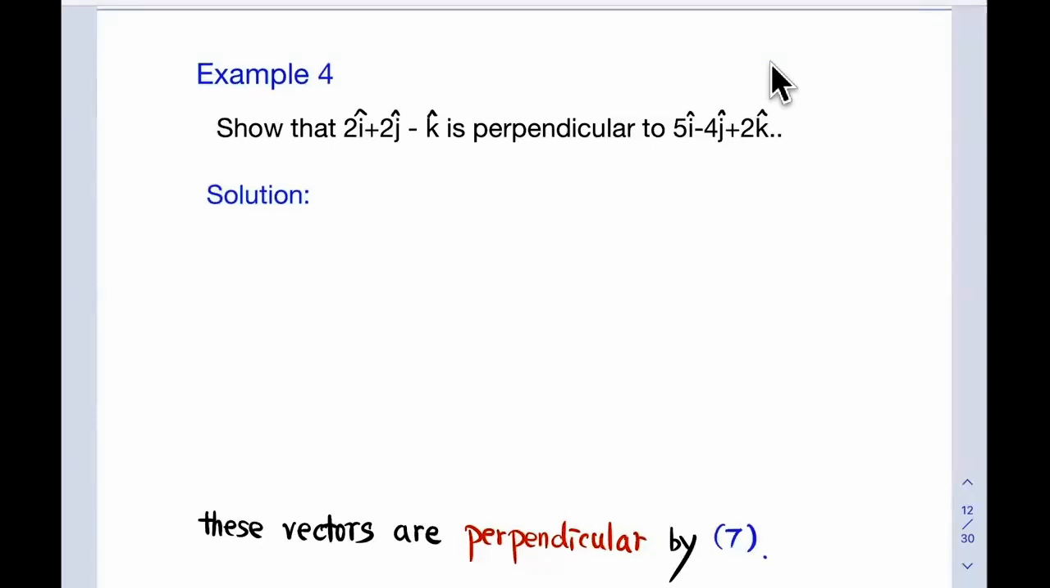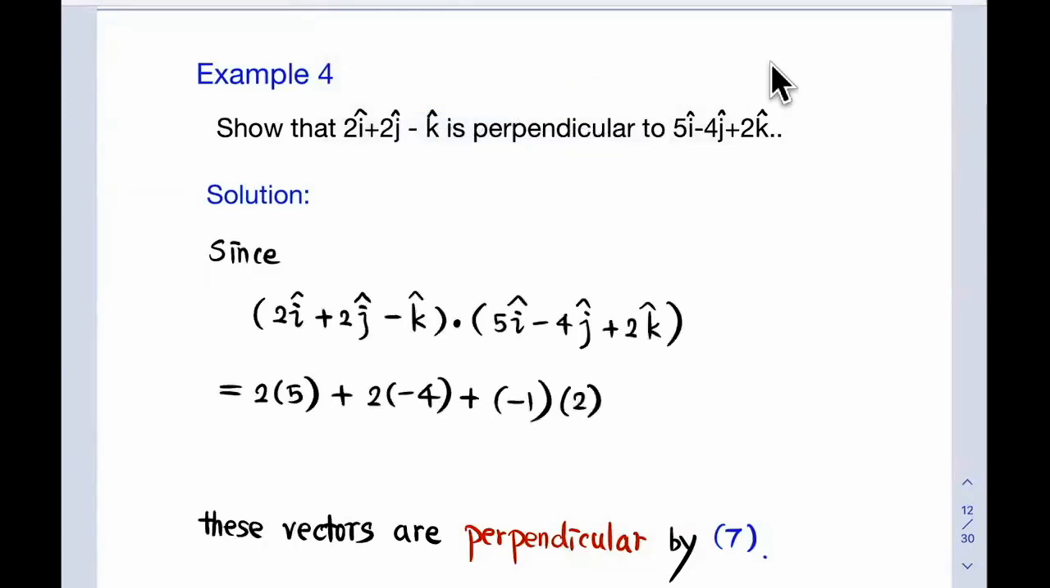So how do you find the dot product? You multiply each corresponding component and sum them up. So 3 times 5, plus -4 times 2... do the calculation. Does it equal 0? Yes, it does. So the conclusion is the two vectors are perpendicular, because the dot product equals 0.